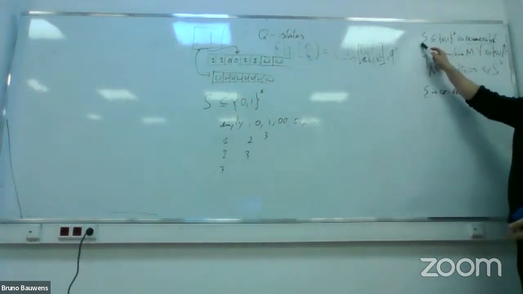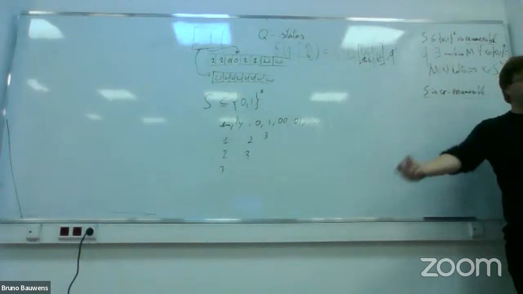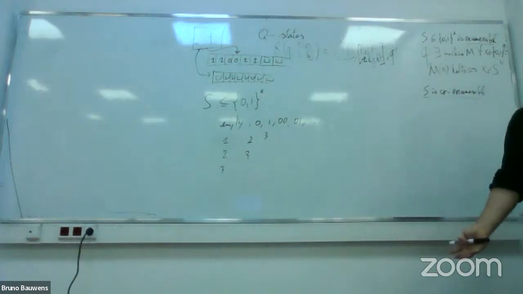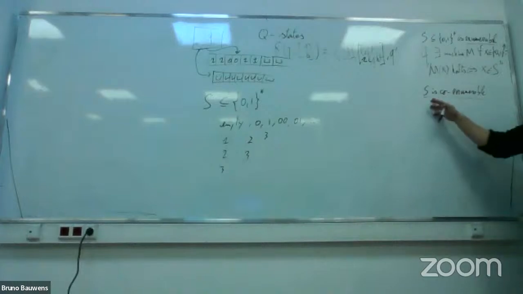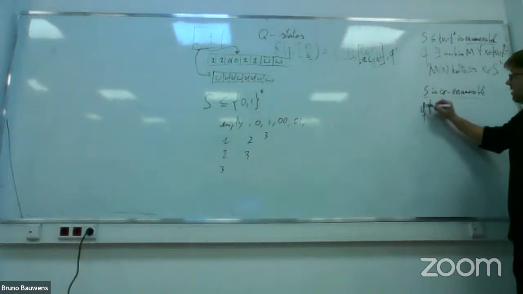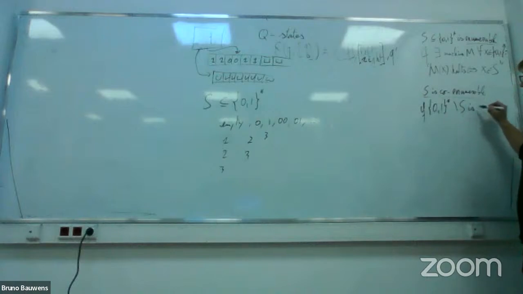So if a set is enumerable, then we can print it. We can have a printer that creates this infinite sequence of all the elements separated by blanks. S is co-enumerable if the complement of S is enumerable, so if {0,1}* minus S is enumerable.